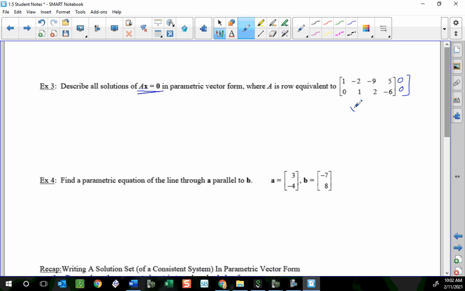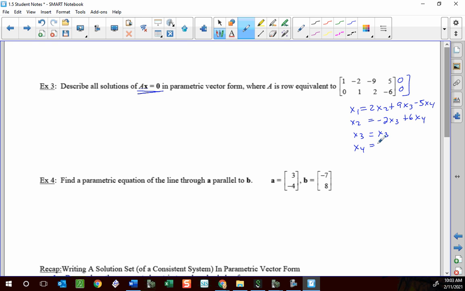All right, so if I write this out, x1 is going to be 2 x2 plus 9 x3 minus 5 x4. So I got 1, 2, 3, 4. All right, and then I have x2 is going to be -2 x3 plus 6 x4. Now, x3 and x4 are both free, so they're equal to whatever you pick them to be. All right, so this way you can see what you have. So if I want to write my answers, I need 3 vectors to write them. I need a vector for x2, a vector for x3, and a vector for x4.